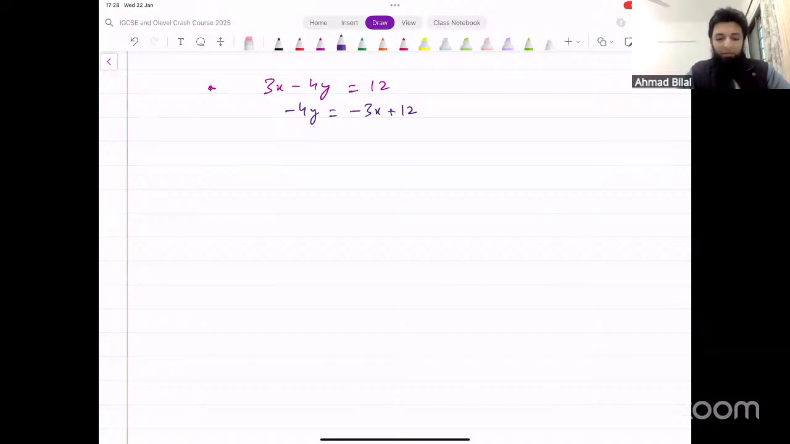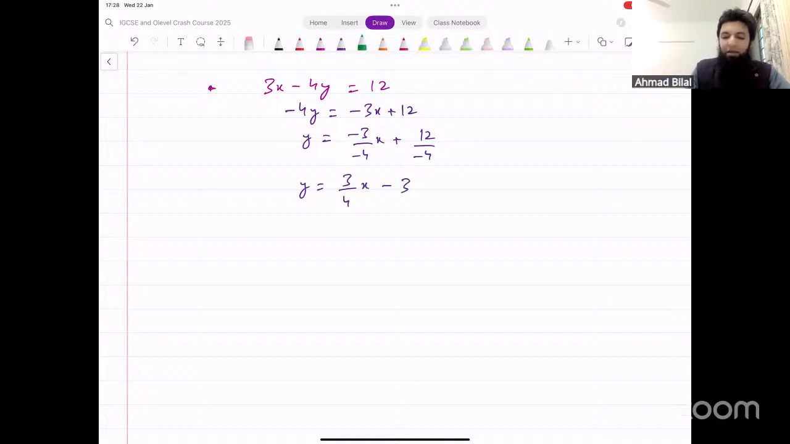Now, is this the standard form? It's not. We do not want any number multiplying with y on the left side. So what do we do now? We divide by negative 4 on the other side. And that will give us y equal to minus 3 over minus 4 times x plus 12 over minus 4. And that simplifies to y equals 3 over 4 times x minus 3.